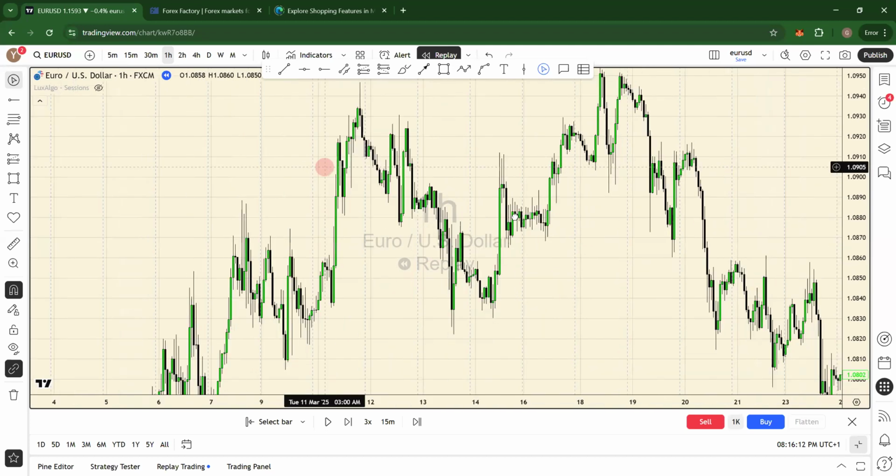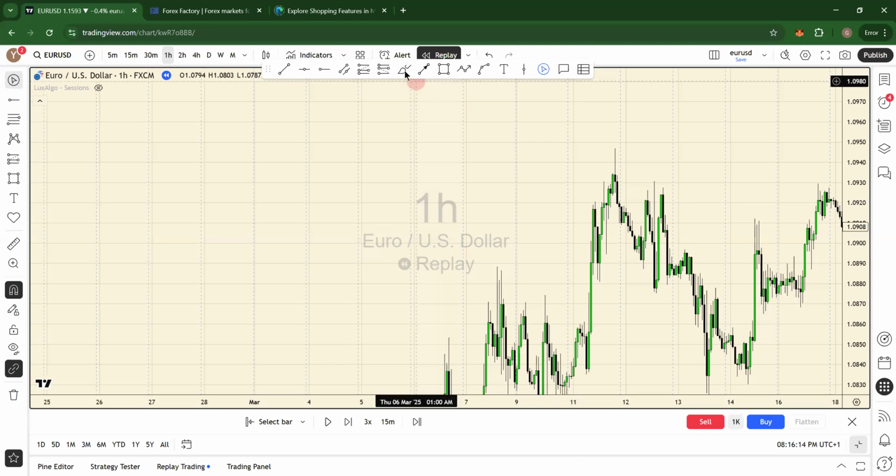Now, yesterday we talked about order blocks, all right? We talked about bullish and bearish order blocks. We talked about all the various characteristics of good order blocks, and we put all that together. So today we're going to be talking about fair value gaps.